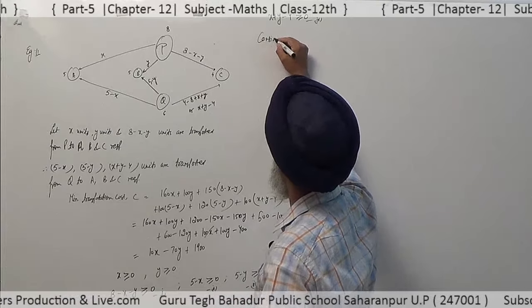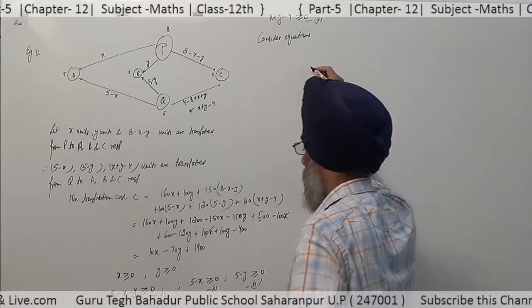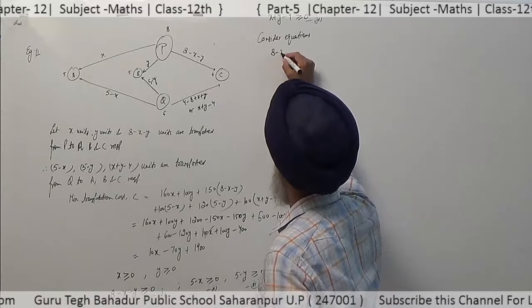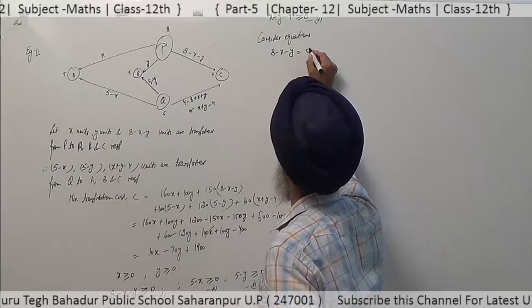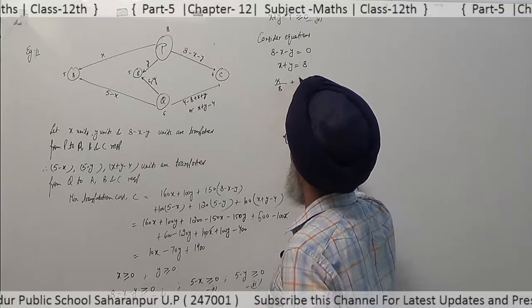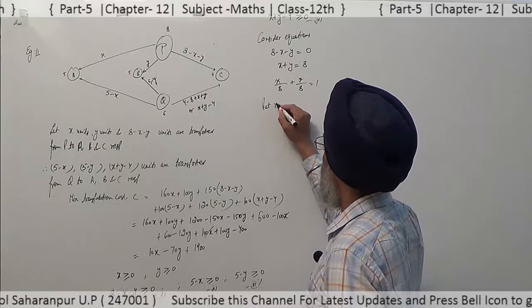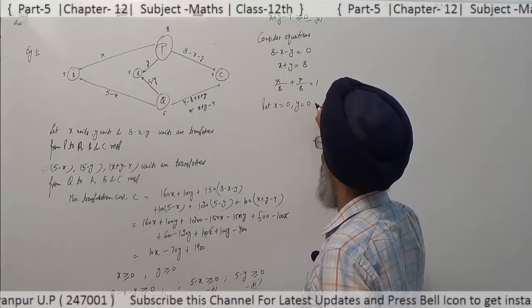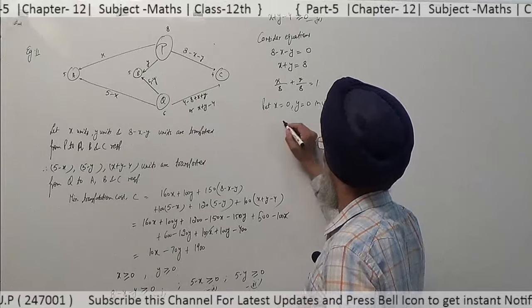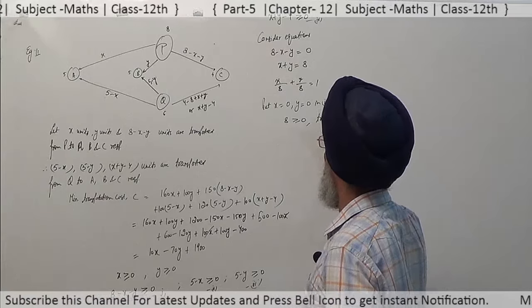So consider the equations here. 8 minus x minus y is equal to 0, or you can say x plus y is equal to 8, or x upon 8 plus y upon 8 is equal to 1. We place here x 0, y 0 in the first, so it becomes 8 greater than or equal to 0, which is true.